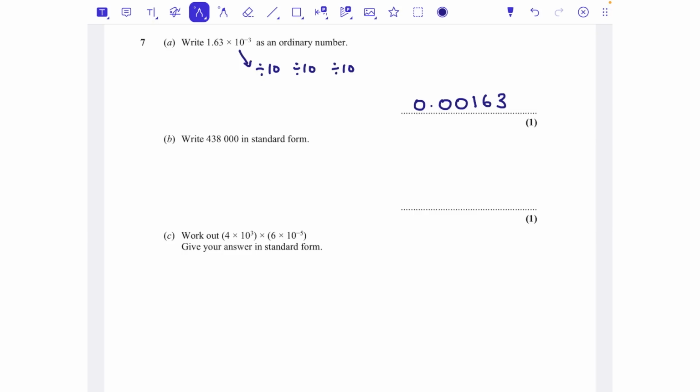0.00163. For part B, to write this number in standard form, it needs to be a number between 1 and 10 times 10 to the power of something. So this is going to be 4.38. Now, obviously it's the numbers that are moving, not the decimal point, but it's way easier for us to move the decimal point. So let's just say the decimal point is here at the minute, and we want it to be here. So that is 1, 2, 3, 4, 5 jumps. So it's 4.38 times 10 to the power of 5. Also good to remember that a million is times 10 to the power of 6. So if it's in the 100,000s, that's going to be times 10 to the power of 5.